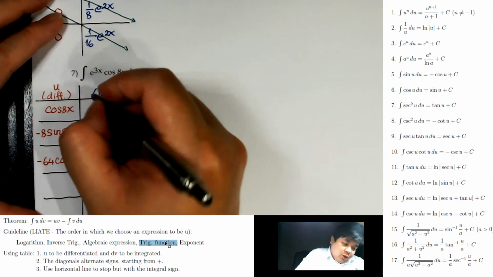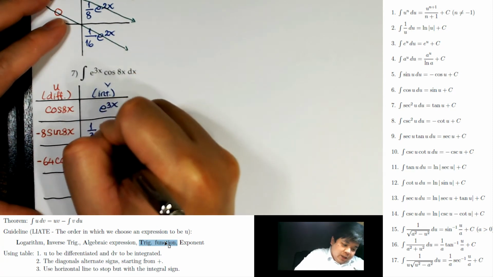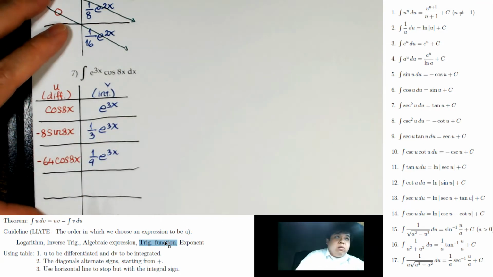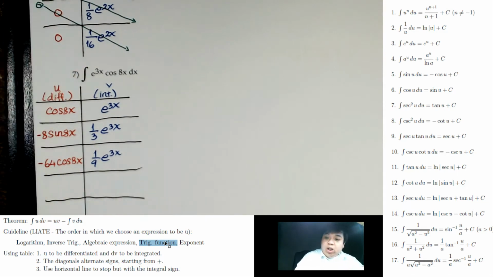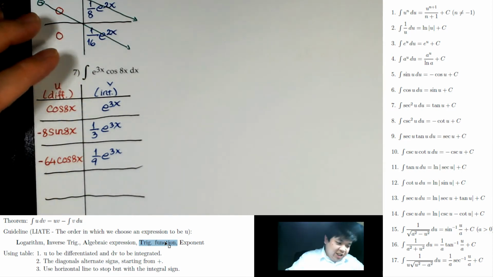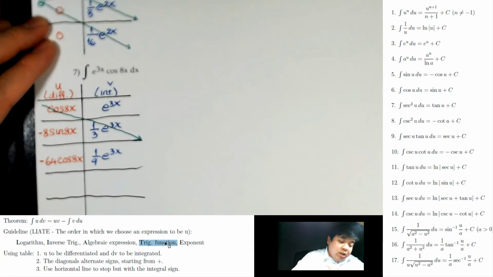And then this e to the 3x: the integrals are 1 over 3 e to the 3x, 1 over 9 e to the 3x, and then so on. One thing we see is that none of them go to 0. We could go on indefinitely, but let's not do that. So we have the diagonal, so it is good.